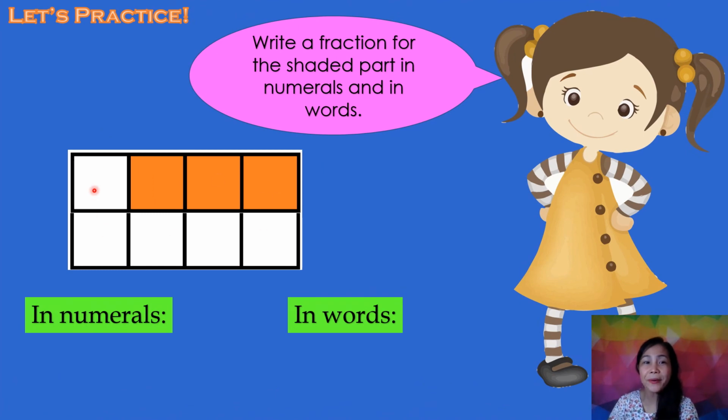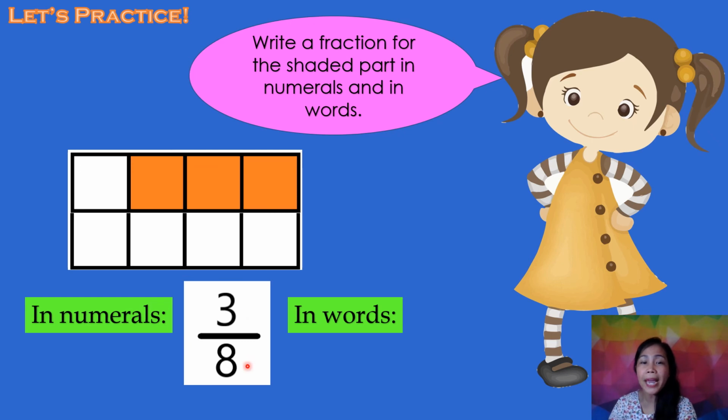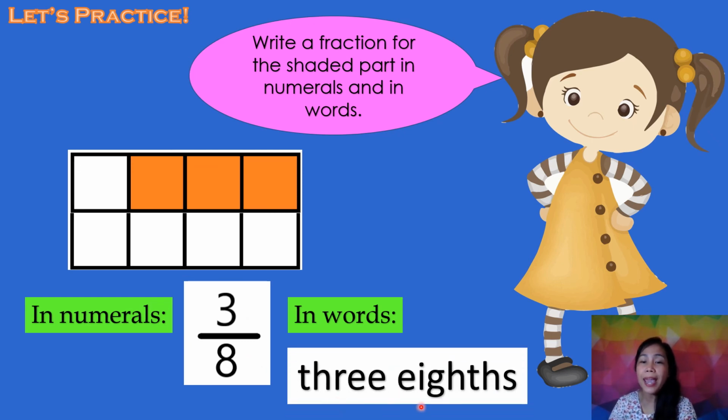Look at this diagram. How many equal parts are there in all? Let's count. 1, 2, 3, 4, 5, 6, 7, 8. Good. How many equal parts are shaded? 1, 2, 3. So let's make a fraction out of it. That's 3/8. How do you say it in words? 3/8. Good job.